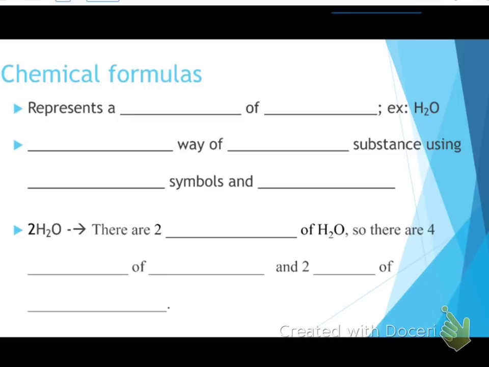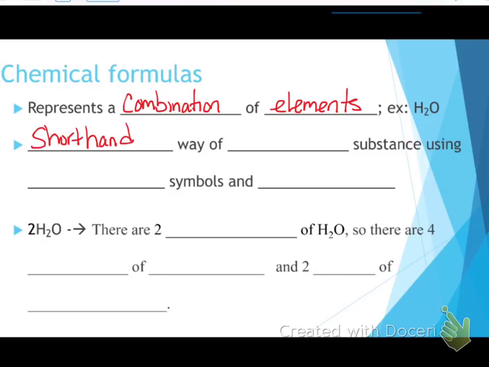Alright, so now let's talk about chemical formulas and what they represent. Chemical formulas represent a combination of elements. Example, H2O. That's 2 elements. It's 2 hydrogens and 1 oxygen. It's a shorthand way of writing substances using their chemical symbols and numbers.